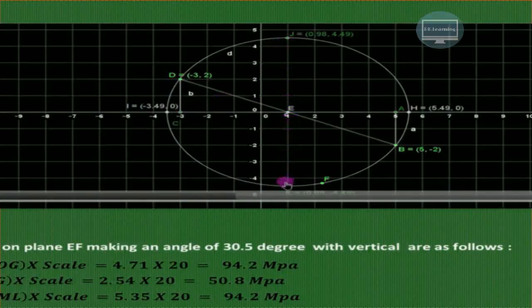Similarly, if we draw a vertical axis passing through the center of the Mohr circle, it will intersect the circle at point J, where the coordinates are 0.98, 4.49. So these coordinates indicate that the shear stress is maximum over here, because this is the maximum radius. And as we know, we are measuring the normal stresses along this x-axis and shear stress along the y-axis.